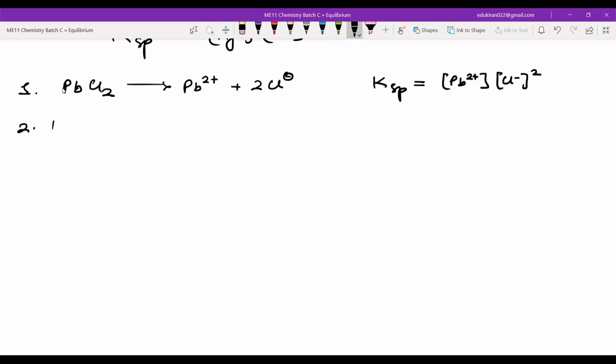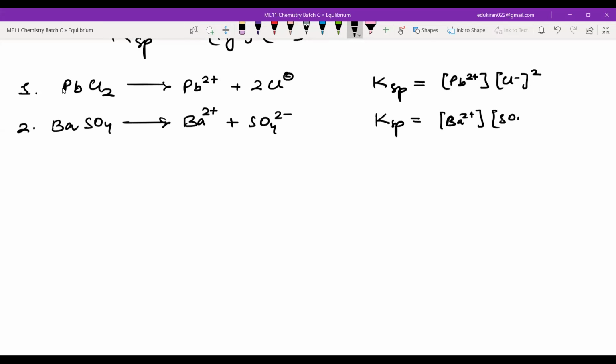Secondly, BaSO4. So we know barium is in the second group. That is why Ba2 positive and SO4 is also 2 negative. So the Ksp will be expressed as the concentration of Ba2 positive into the concentration of SO4 2 negative. Right.